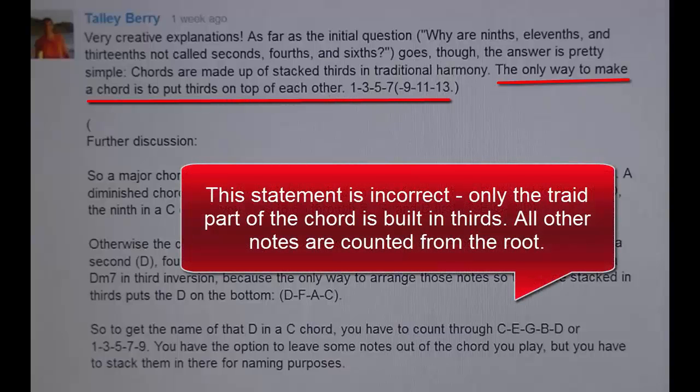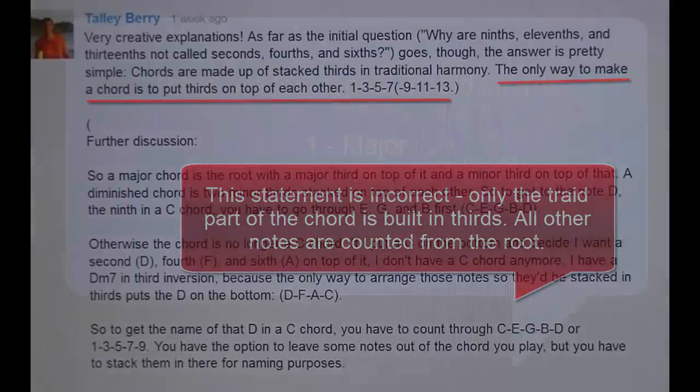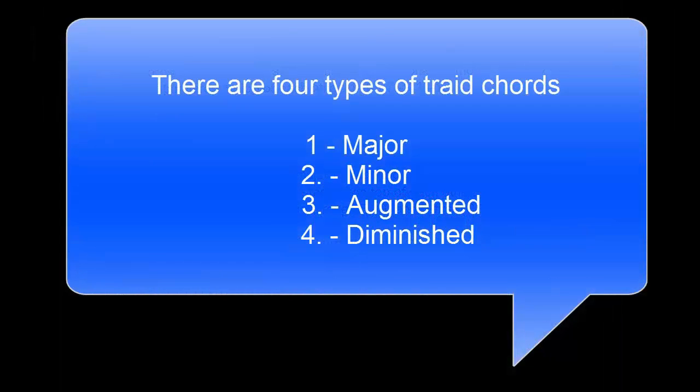The chord is not continually built in thirds above the basic triad, as some people seem to think. This is a mistake. Do not think like this. All other notes apart from the basic triad are counted from the root, hence 9th, 11th, 13th, etc. There are 4 types of triad chords: major, minor, augmented and diminished. The term perfect, as in perfect 4th/5th, applies only to intervals, not to chords.